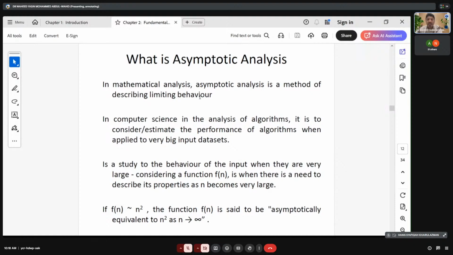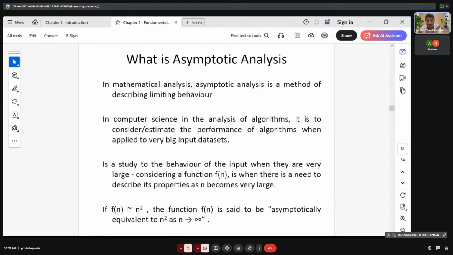In mathematical analysis, asymptotic analysis is a method of describing limiting behavior. In computer science, in the analysis of algorithms, it is used to estimate the performance of algorithms when applied to very big input data sets. It is a study of the behavior of the algorithm when inputs are very large.